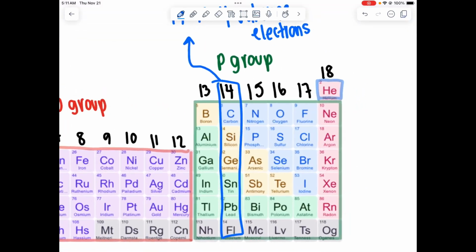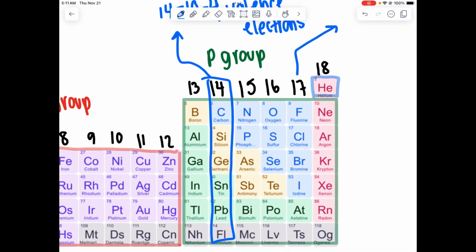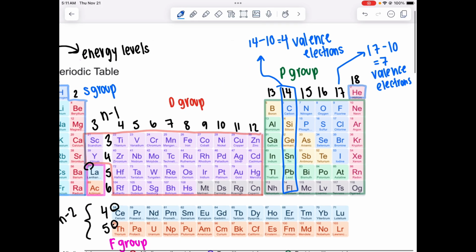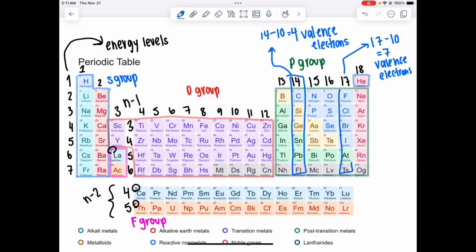Now let's say I go to column 17. 17 minus 10 would give you 7 valence electrons right here. So here you would say they have 7 valence electrons, and here it'd obviously be 1, 2, 3, 4, 5, 6, 7, 8, 9, and 10.